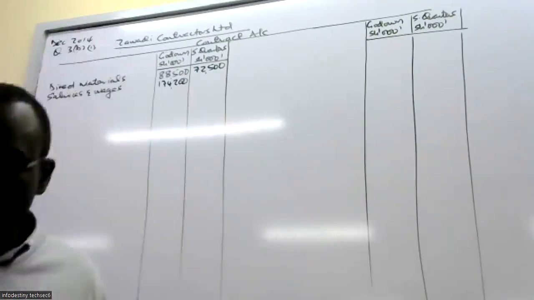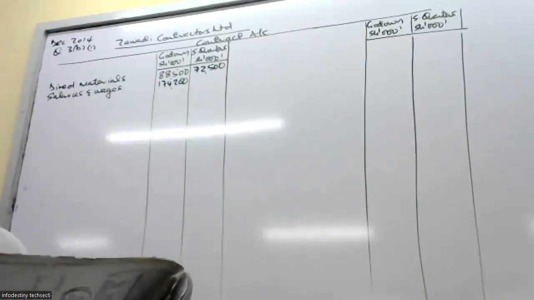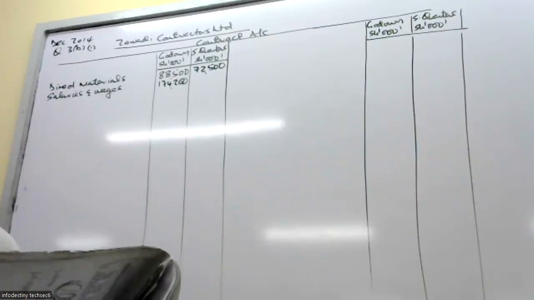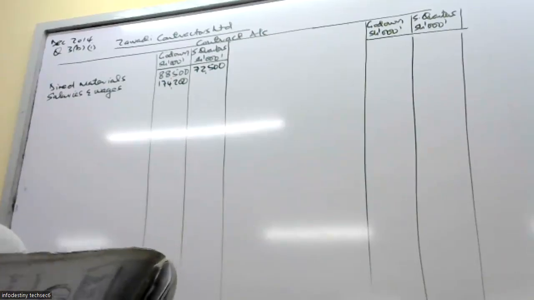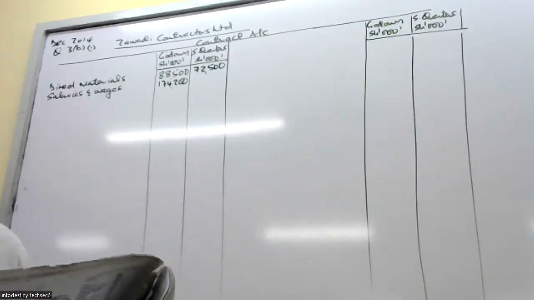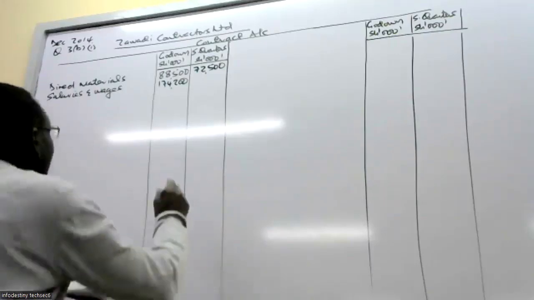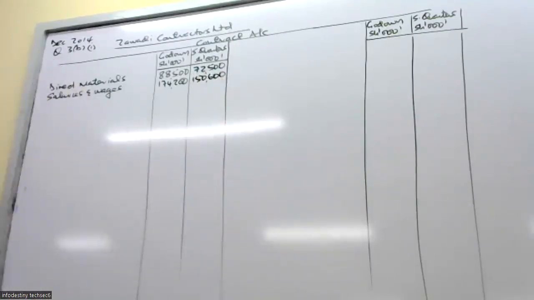Salaries and wages for staff quarters, how much is it? However, 150, 150,600. The bank finance. So 150,600. That is salaries and wages.